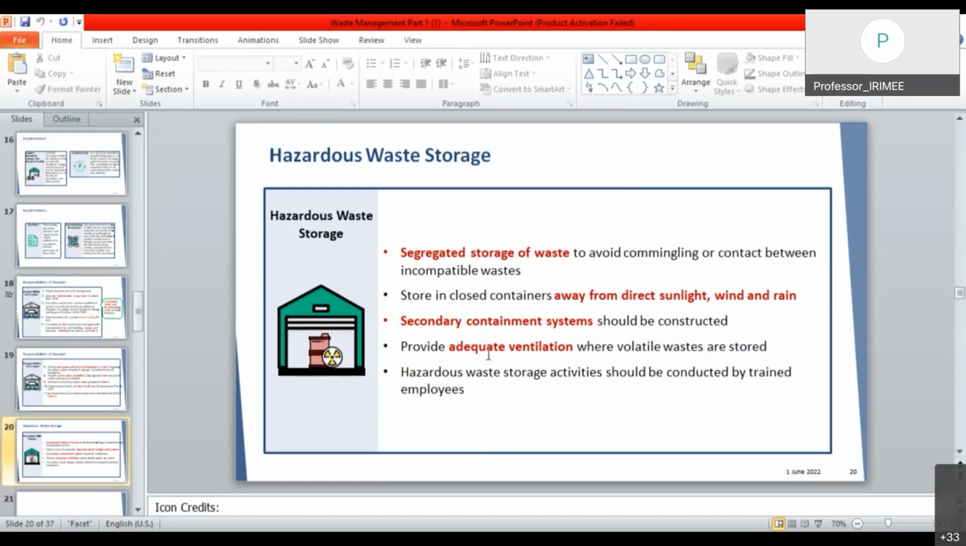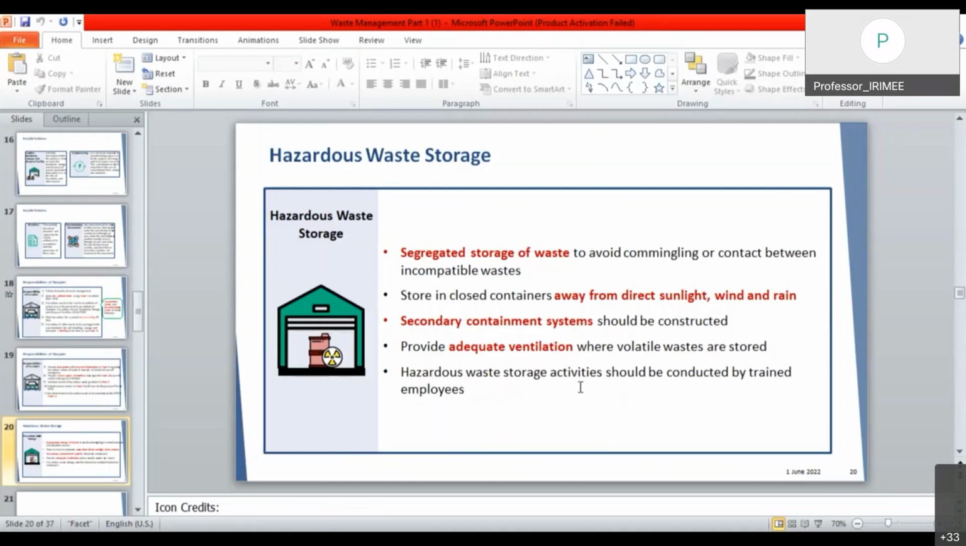Store in closed containers away from direct sunlight, wind and rain. The reason being, direct sunlight may cause hazards, and with wind and rain the waste will be percolating. So storage should be away from direct sunlight, wind and rain. Then a secondary containment system should be constructed. Provide adequate ventilation where volatile waste is to be stored.